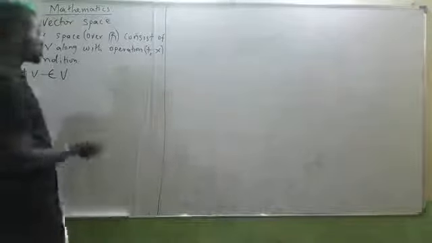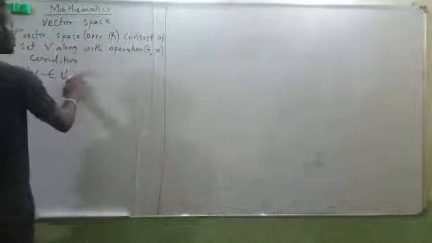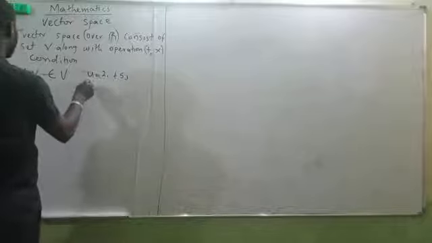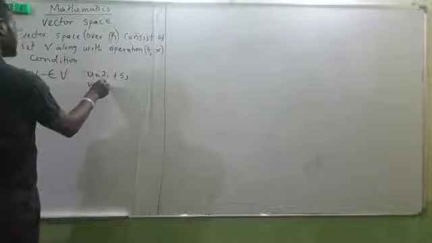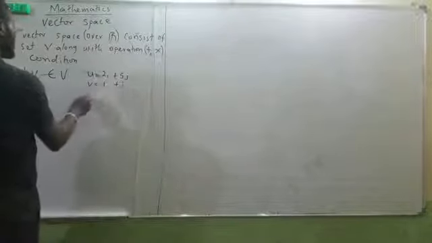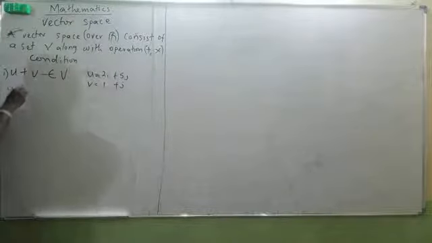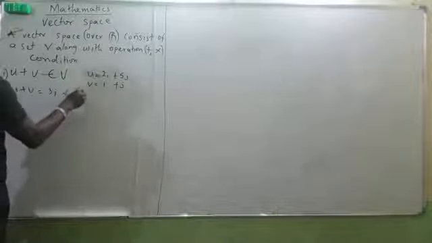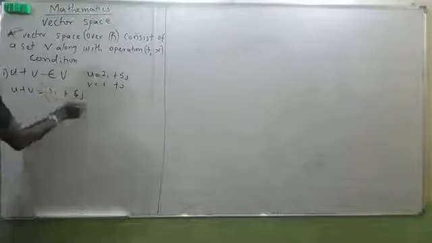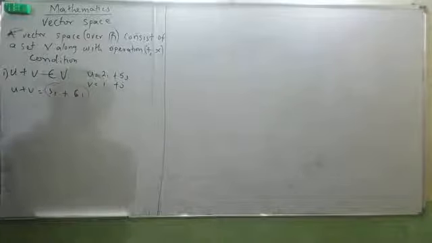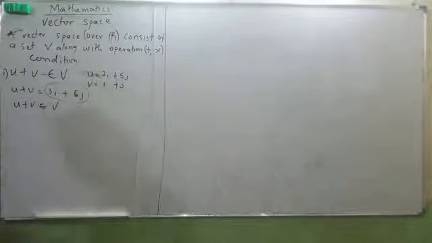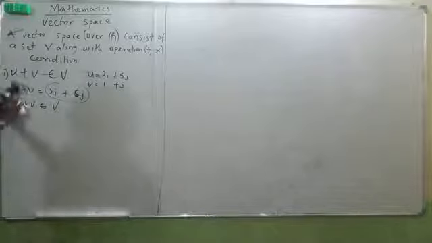When you add two vectors together, for instance, u equals 2i plus 5j, and v equals 3i plus j. Now, if I have u plus v, it will be equal to what? 3i plus 6j. Can you see? This is also a vector. It means u plus v also belongs to the vectors. Take note of that very well.